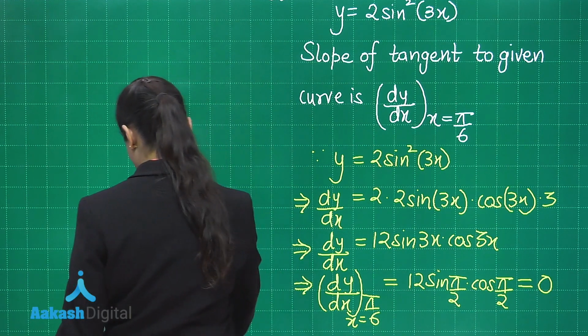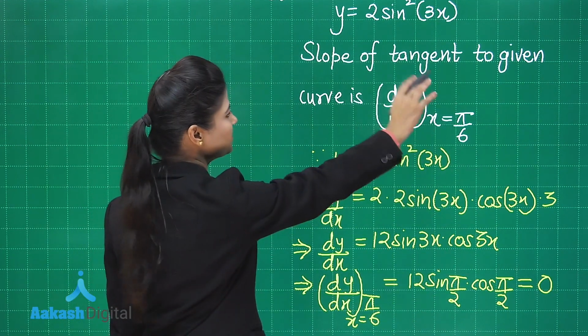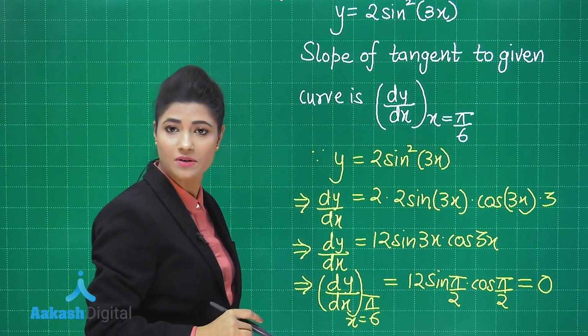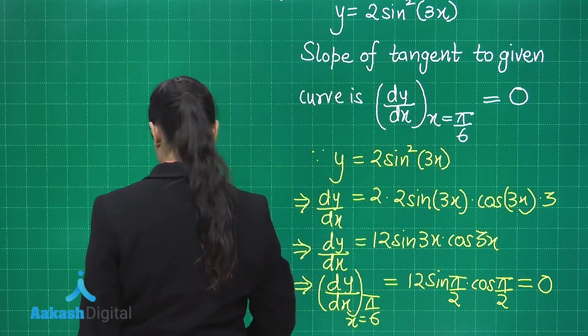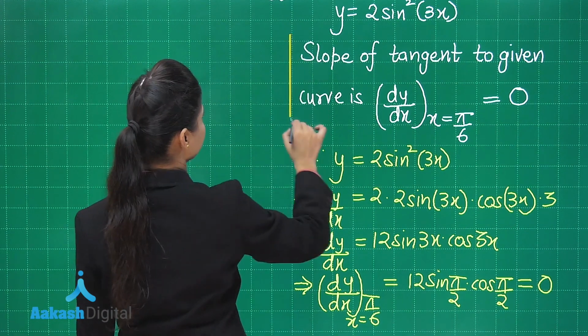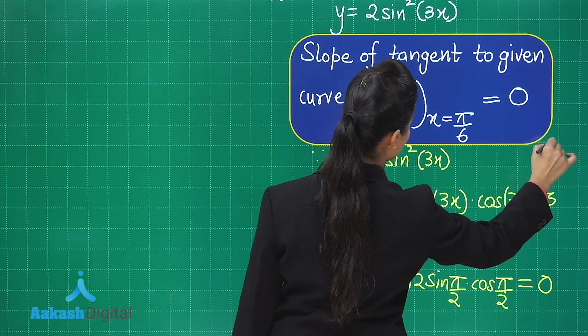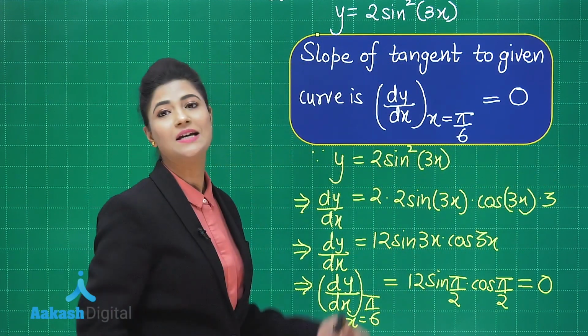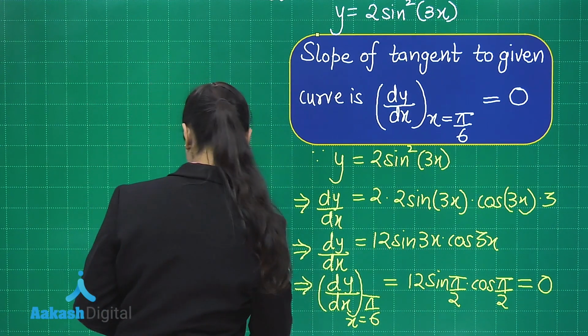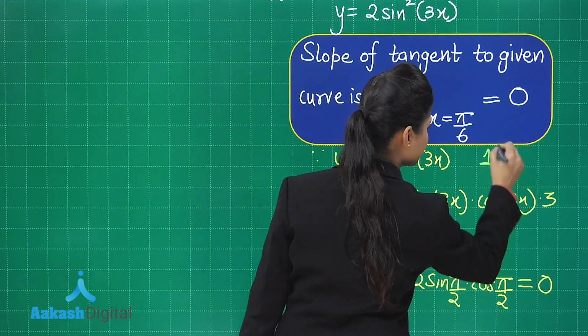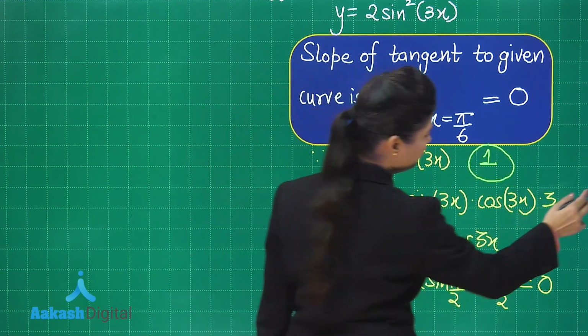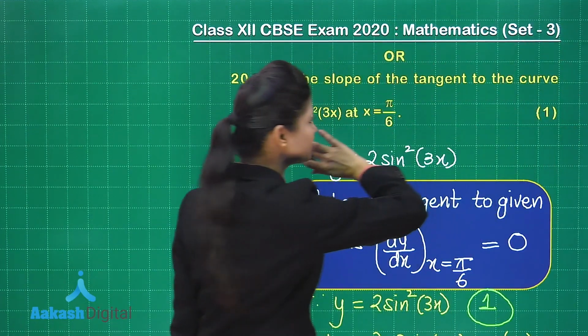So, we get here the required answer for this question, that the slope of the tangent to the given curve at x equal to pi by 6 is 0. So, here you get the required answer for this question, that the slope of the tangent to the given curve is 0. And for answering this correctly, you will get complete 1 mark for this question. I hope it is clear to you. So, in this question, the required answer is 0.